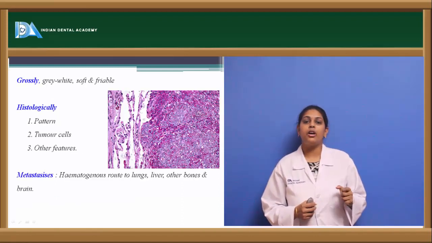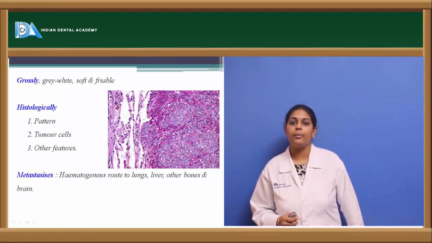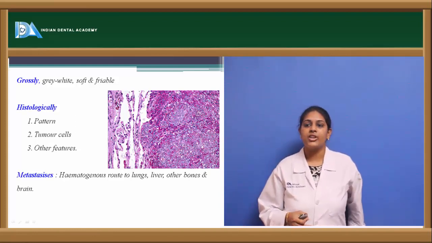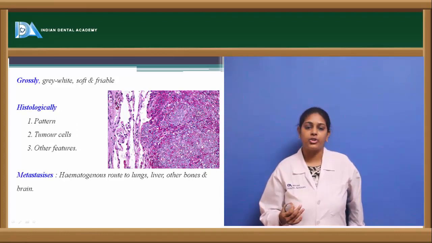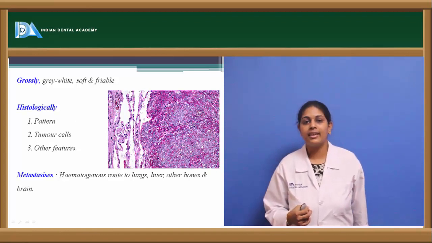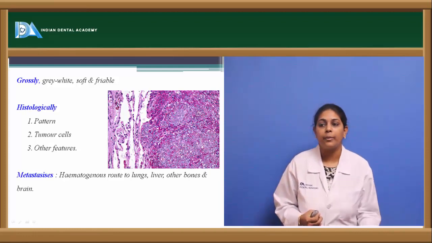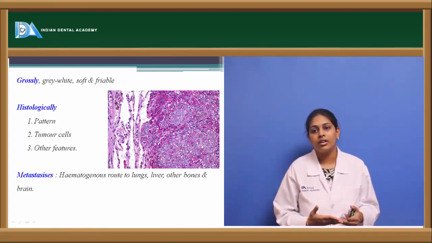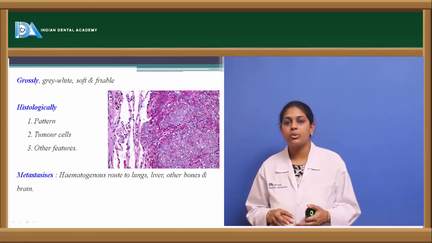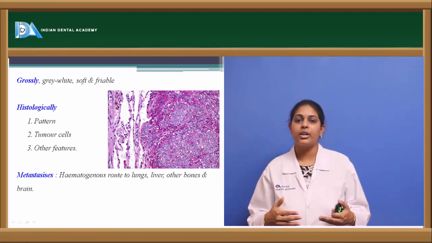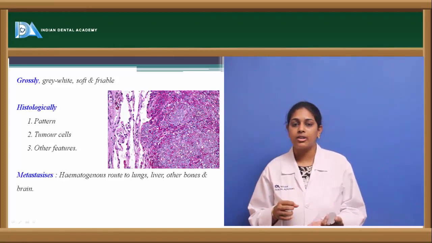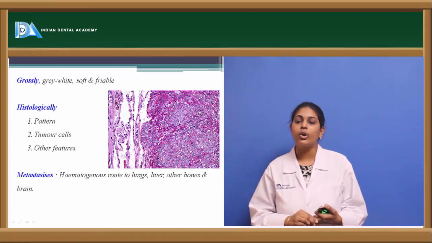Coming to the gross specimen, a biopsy specimen of an Ewing sarcoma usually gives a well circumscribed lesion which is soft or friable, that is, easily breakable in consistency, and it appears grey to whitish in color. Histologically, we see a pattern of small round cells which are stained darkly basophilic, and these tumor cells are arranged within nodules. These nodules are separated by a properly established stroma, and this stroma consists of vascular tissue as well as fibrous tissue and collagenous tissue.